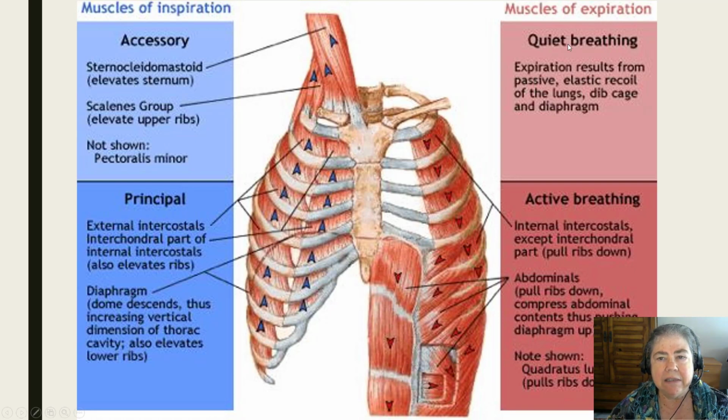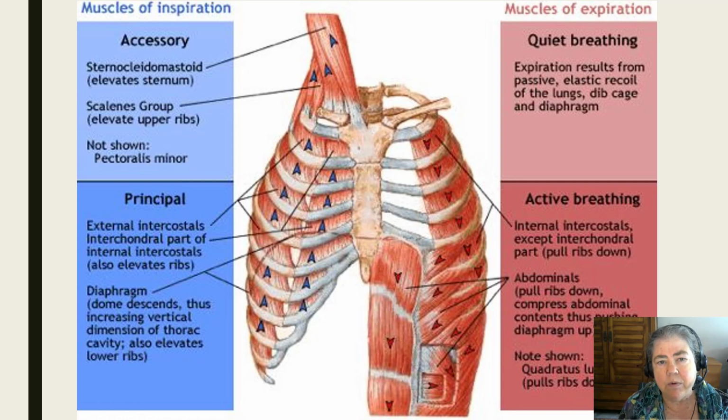The muscles of expiration, under normal circumstances with quiet breathing when we're at rest, there is very little muscular activity. The diaphragm relaxes, the lung elasticity causes them to get smaller, the rib cage relaxes, and all of those things increase pressure in the intrathoracic cavity, causing air to be pushed out of the lungs.